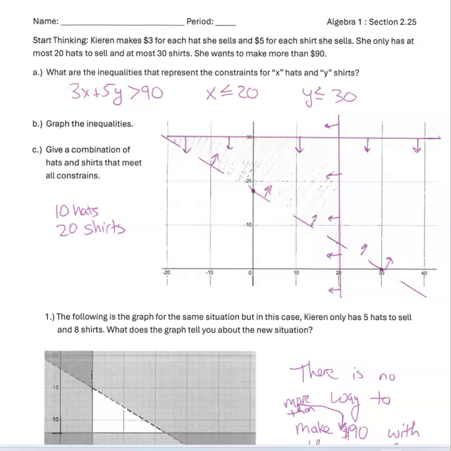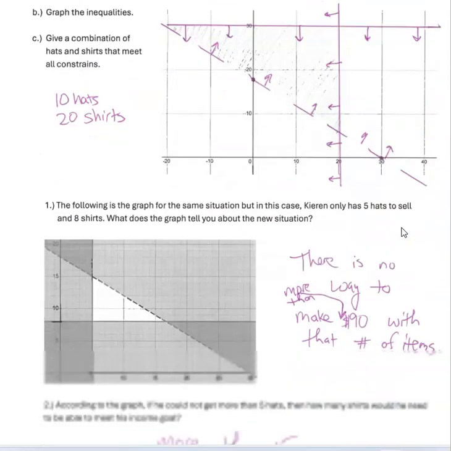Once we get this, it says give a combination of hats and shirts that meet all the constraints. The one that I did was 10 hats and 20 shirts. You can see that that would be shaded 3 different times, which means it is going to be a solution to all 3 inequalities, which were the constraints.